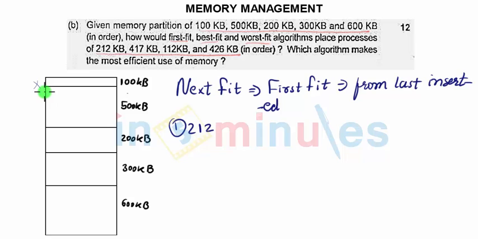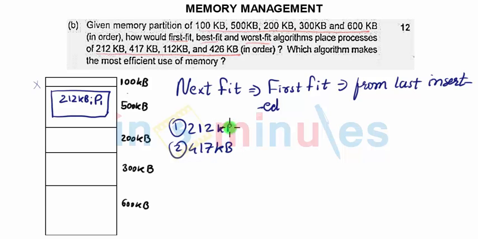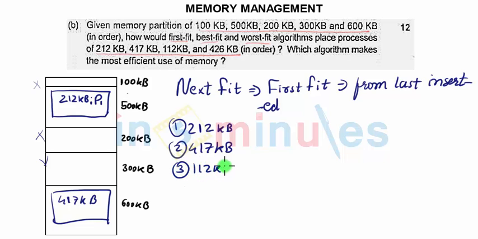We cannot have 100, but in 500 we can keep it, so that goes in. 212 KB, let's call it process 1, as the request. The next one going in is 417 KB. So this time I'm not going to compare 100, I'll just start from 500, the next block. Cannot, and finally it would say yes, possible to reach 417 KB. The third one in series is 112 KB.